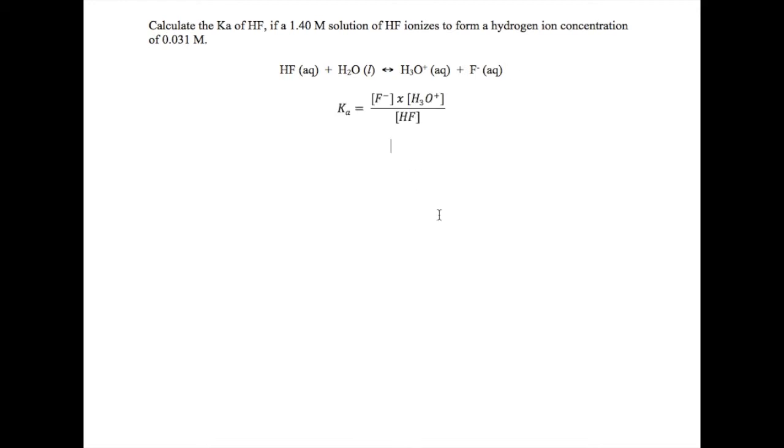The next thing we need is an expression for Ka. The expression for all Kas is the conjugate base times the hydronium ion concentration divided by the concentration of the weak acid. And in this case, we have the concentration of F- times the concentration of hydronium ions divided by the concentration of HF.